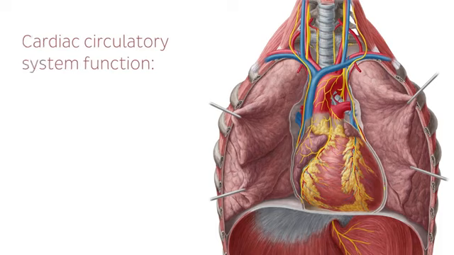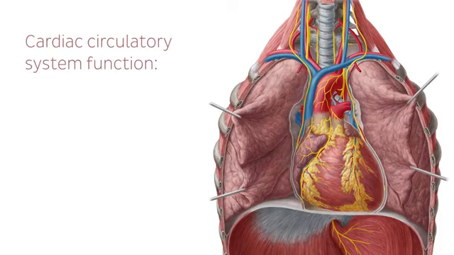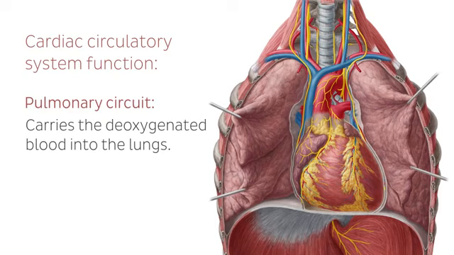The cardiac circulatory system functions by providing the tissues of the body with oxygen and nutrients which are transported in the blood. The pulmonary circuit carries the deoxygenated blood into the lungs, where the exchange of oxygen and carbon dioxide that the body has produced occurs before the blood returns back to the heart.